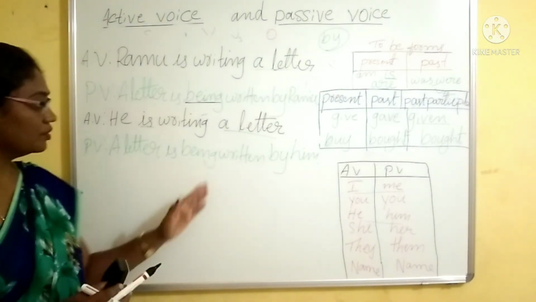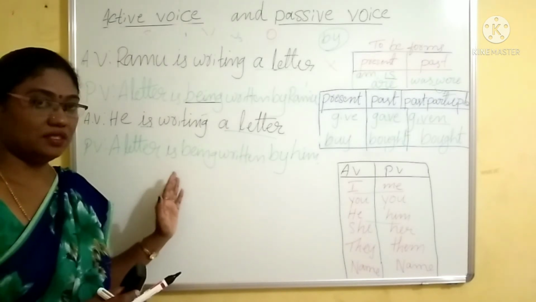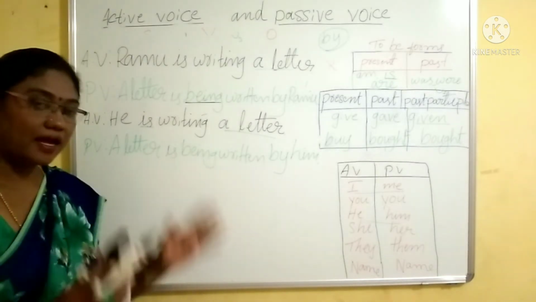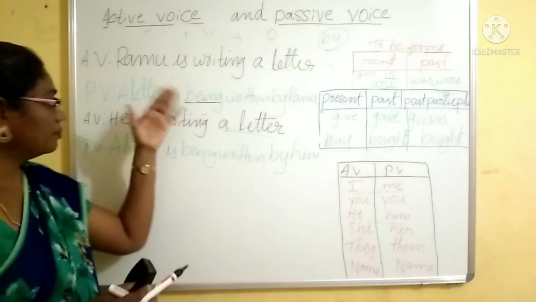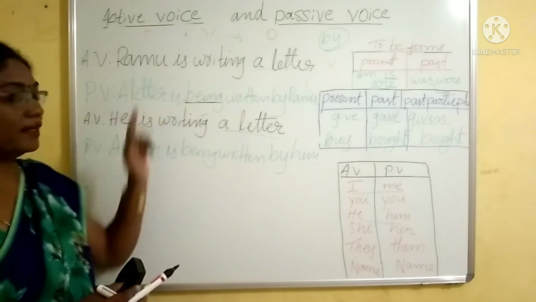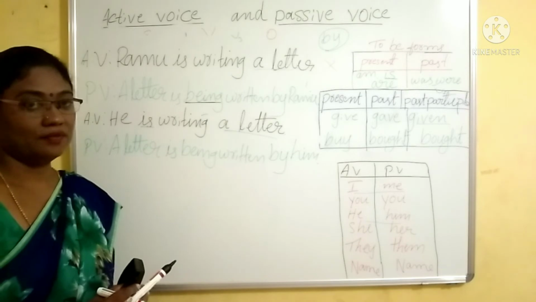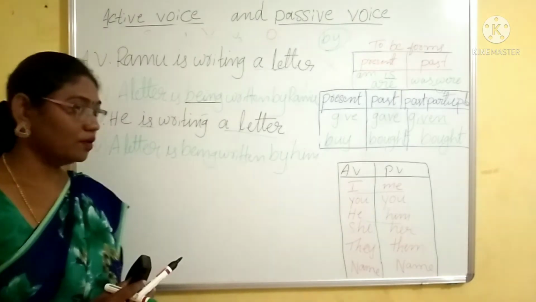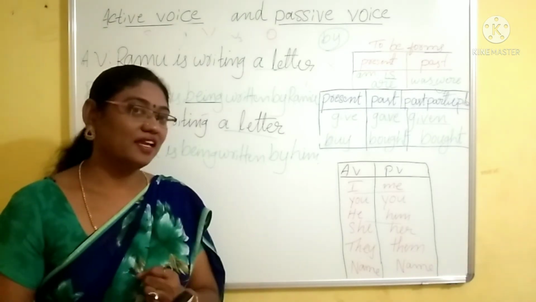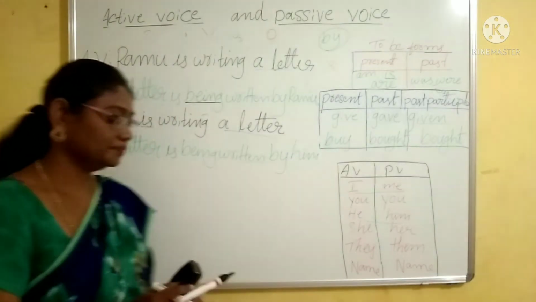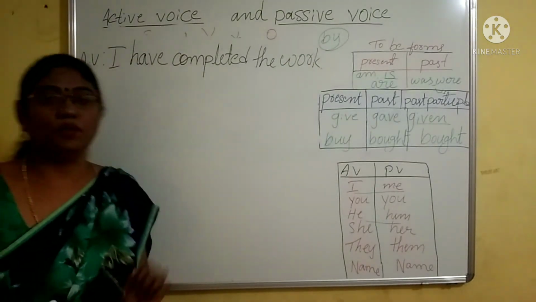So this is the way of changing active sentences into passive voice. I explained two types here: present simple tense in the previous sentence, and now present continuous tense. Hope you understood. Now, what is present perfect tense? Let's take present perfect tense. I have completed the work.